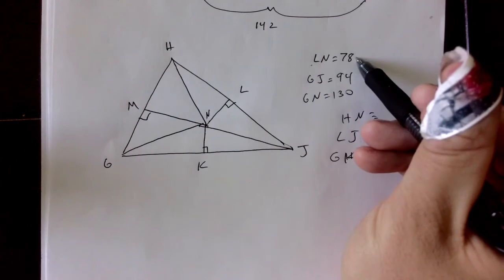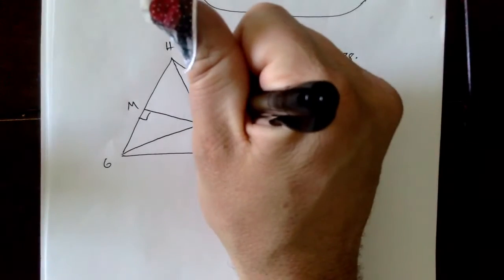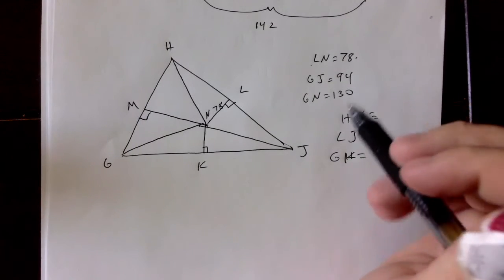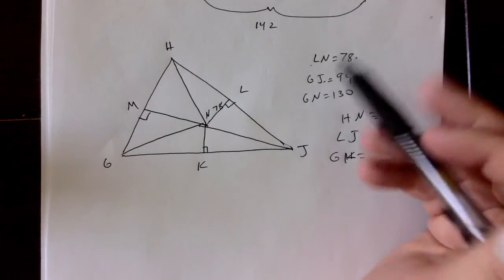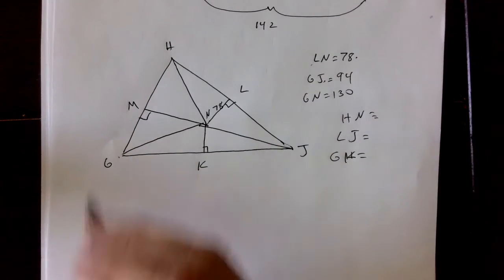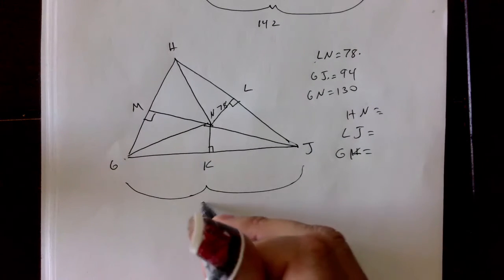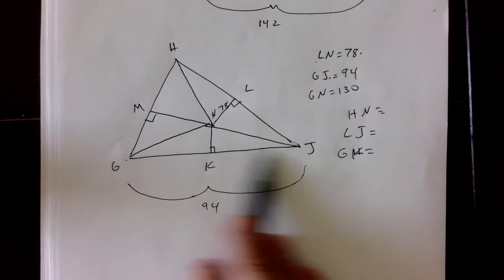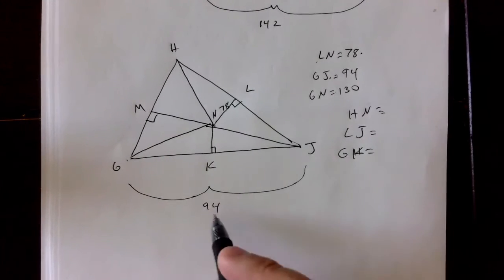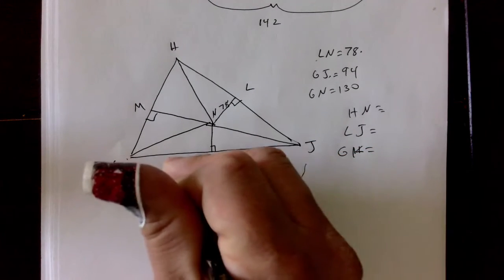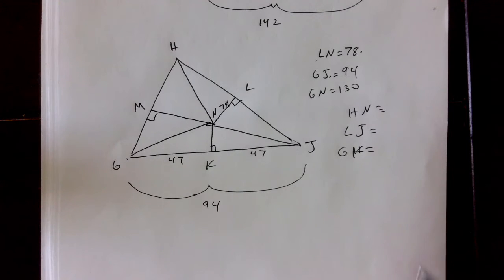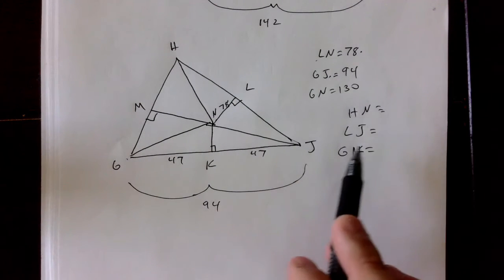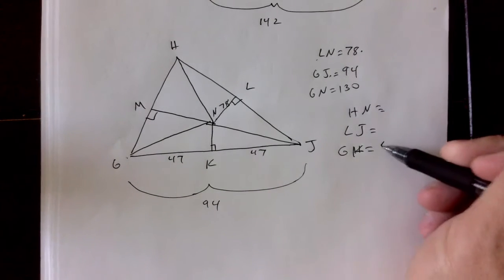Alright, so let's go through this. They tell us LN is 78, so that line right there is 78. That doesn't really help us out right now with anything else. GJ, that entire line, is 94. Well, once again, this is bisected. This whole line is bisected right here. So if this is 94, that's 47, and that's 47. I bet that's one of our answers. LJ, no. HN, no. GK, yep. So there's one of our answers right there.